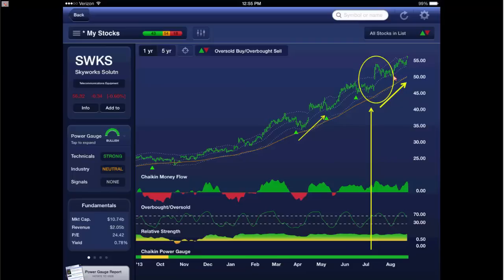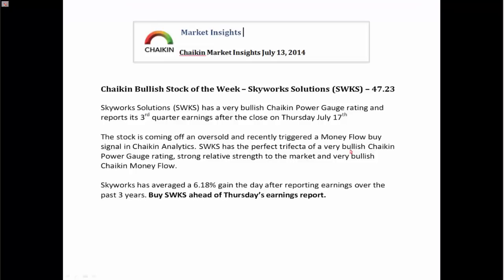Pulled back for 3 weeks. That can test your mettle. It's all about conviction. Power gauge stayed bullish. Relative strength better than the market. Strong money flow on the decline. Never turned negative. That's very powerful. And it made a new high on Friday above 56, almost 57. So here's what I said on July 13th. I did the research on July 8th, and Skyworks was due to report earnings on Thursday, July 17th. So I made it my bullish stock of the week at 47.23.